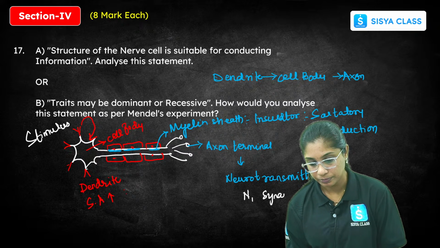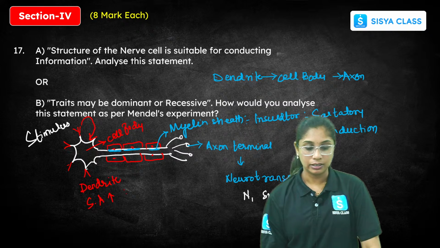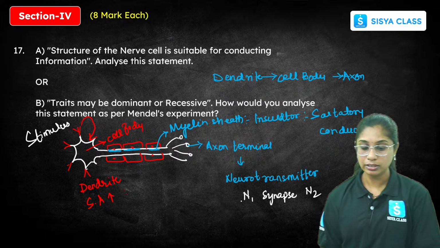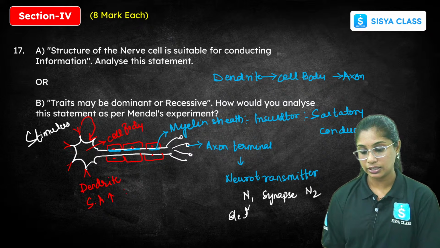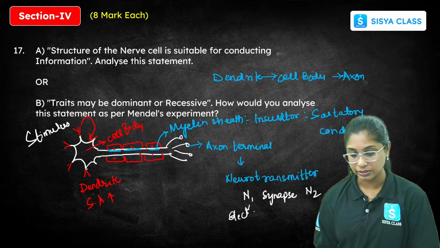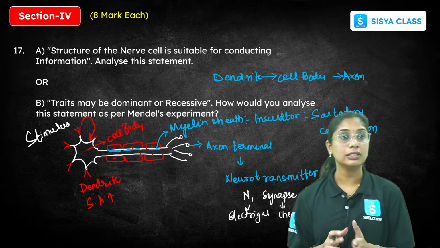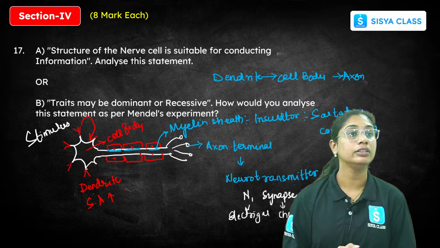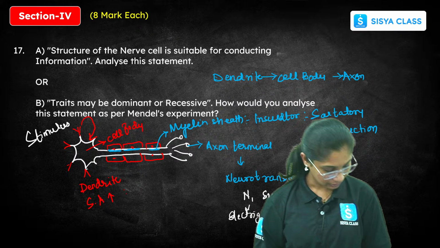So in the neuron, the nerve impulse travels in the form of electrical signals. It will cross the synapse, but in the form of chemical signals, right? So this is the conduction of nerve impulse, right? Okay, fine. All right.